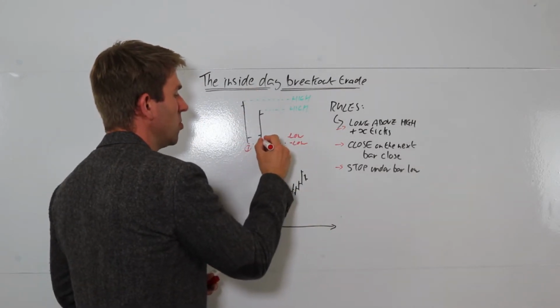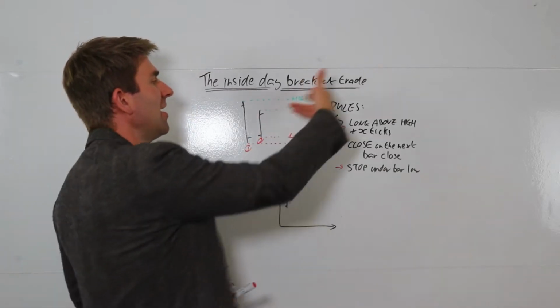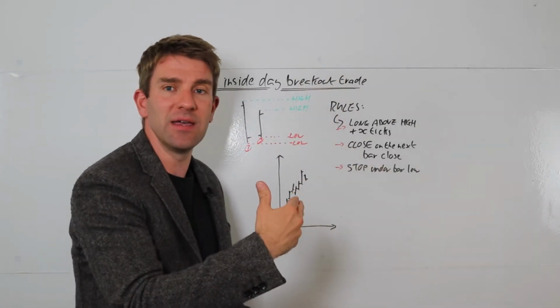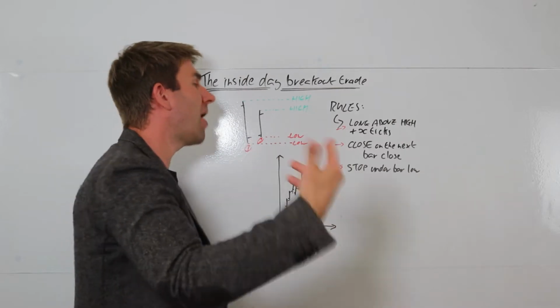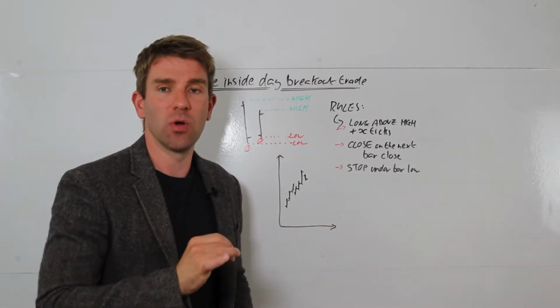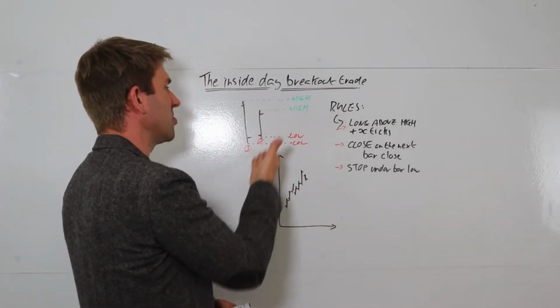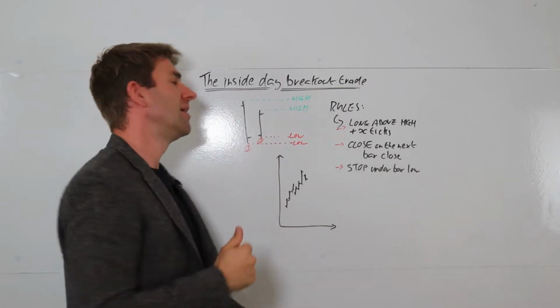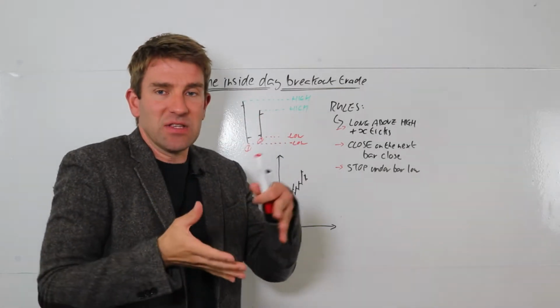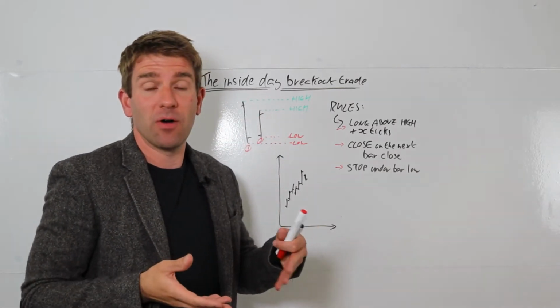On day two, what we want to see is that the high is below day one's high and that the low is above day one's low. So in other words, guys, visually it's much easier to see, the bar is just really inside the prior bar, which is why it's called an inside day.